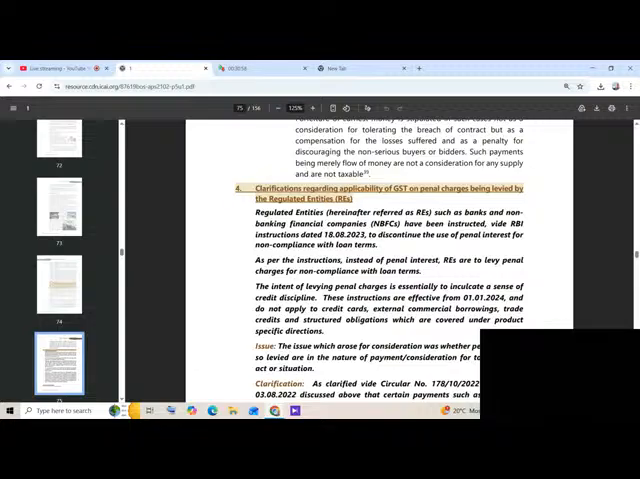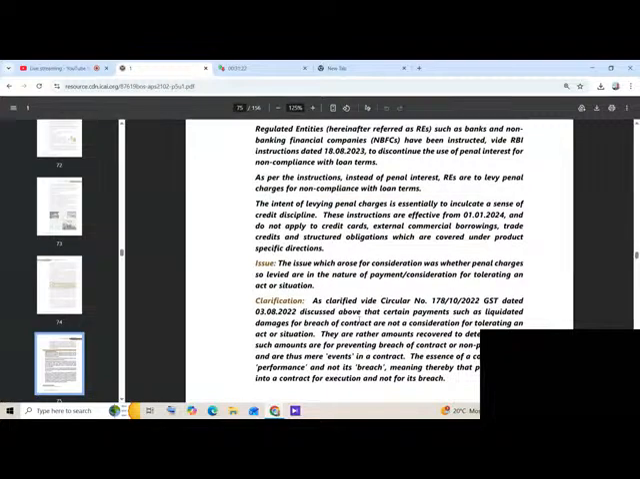Clarification regarding applicability of GST on penal charges being levied by the regulated entities, REs. Regulated entities, hereinafter referred to as REs, such as banks or NBFCs, have been instructed by RBI to discontinue the use of penal interest for non-compliance with loan terms.